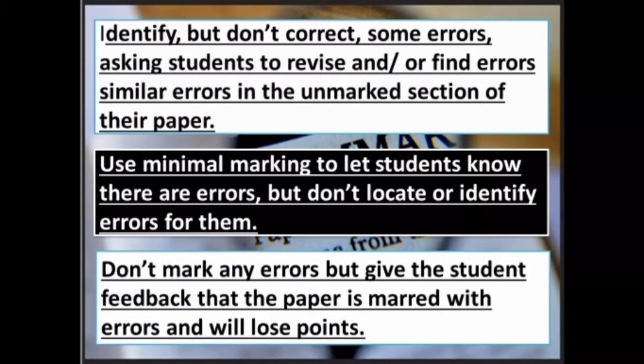Next, identify but don't correct some errors, asking students to revise and find similar errors in the unmarked section of the paper. An advantage to this method is that it gives students feedback on the errors they are making, while also encouraging active proofreading on their part. By alerting students to the type of error they are making, instructors are giving feedback that contributes to development of effective proofreading. To encourage students to proofread their paper, assuming the instructor is marking a final draft, the student might be required to edit the final draft further before receiving the final grade.